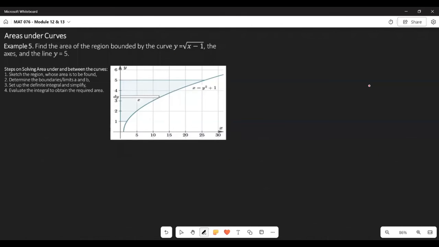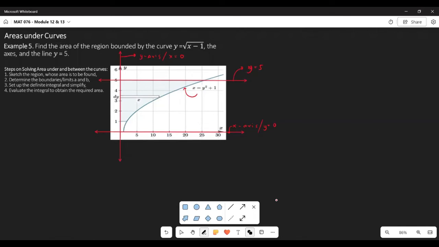Okay? So for our example number 5, we have: find the area of the region bounded by the curve y is equal to square root of x minus 1, the x and y axis, and the line y is equal to 5. Okay, so first step natin is to sketch the region. So na-sketch na natin, nag-provide na tayo ng ating boundaries.